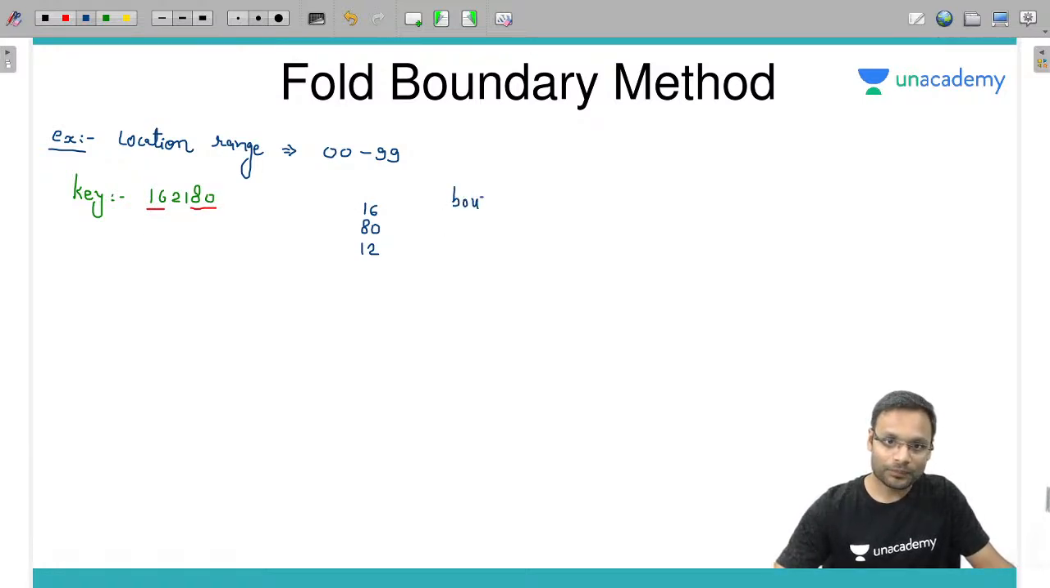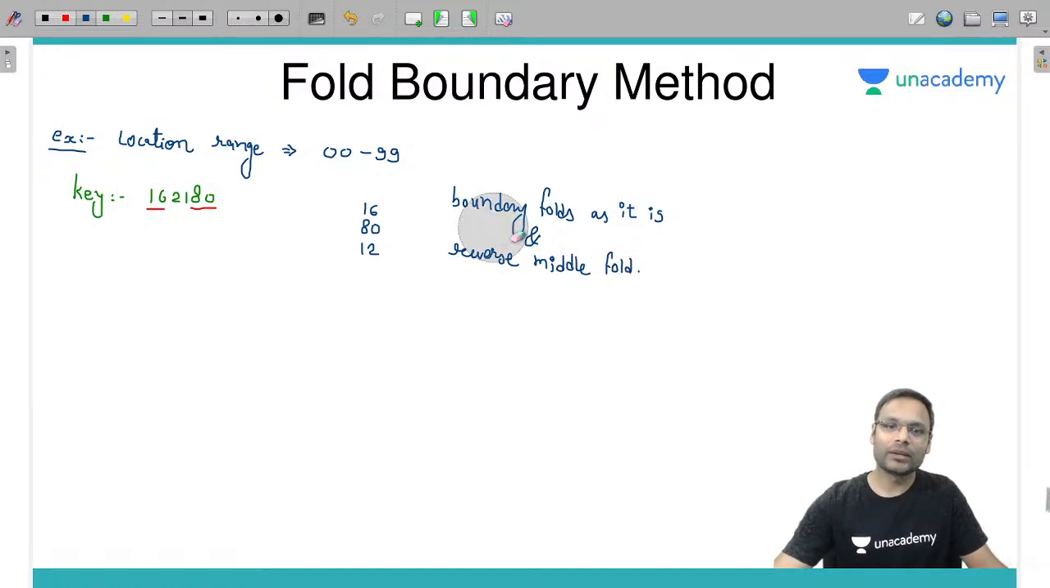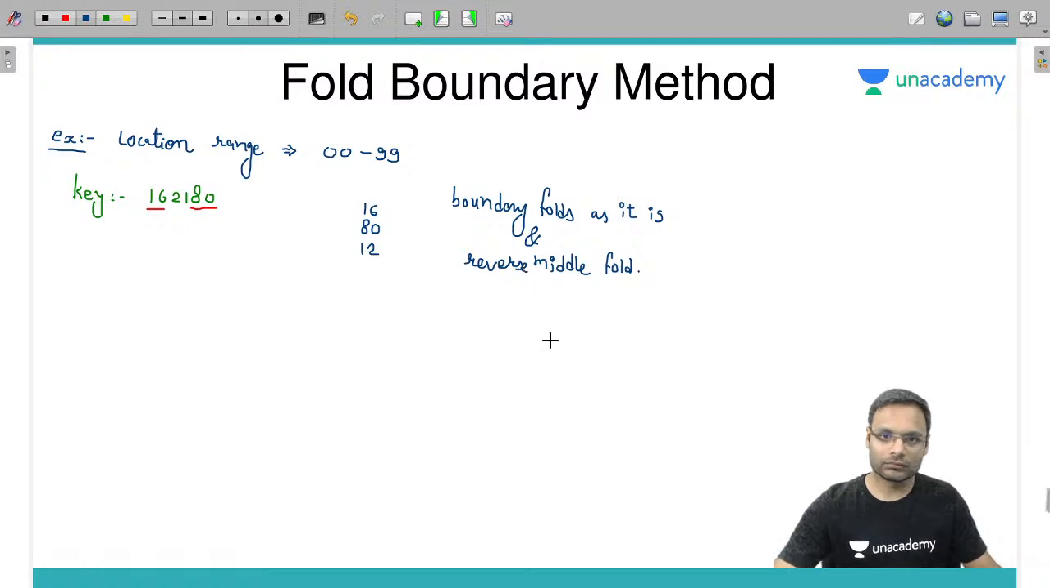So I am writing: boundary folds as it is, and reverse the middle fold. अब आप बोलोगे सर क्या है इस मेथड में, हम रिवर्स नहीं करें तो मत करो, फिर आपको रेगुलर वाला ही मिल जाएगा. Add this and you will get what? Same thing. 6 plus 2, 8, 8 0.